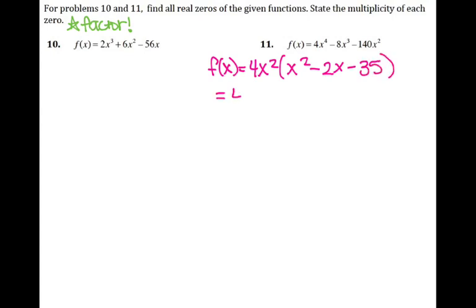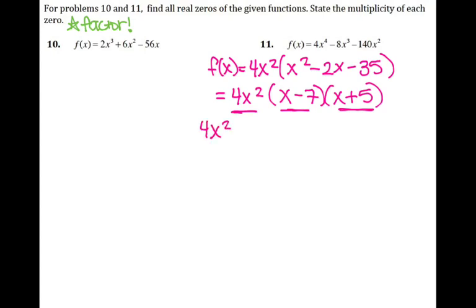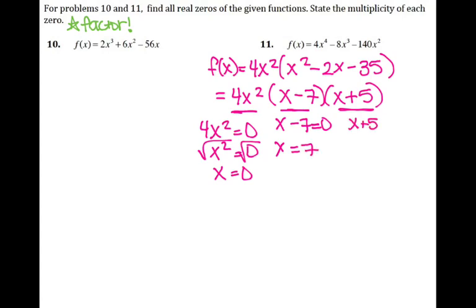I'm going to keep factoring. So that's 4x squared, and 2 numbers that multiply to -35 and add to negative 2 are negative 7 and positive 5. So I have a 0 from here, and from here. So let's go ahead and find all of those zeros. I have 4x squared equals 0, divide by 4, x squared equals 0, square root. So you get x equals 0. For this one I have x minus 7 equals 0, so x equals 7. x plus 5 equals 0, so x equals negative 5.